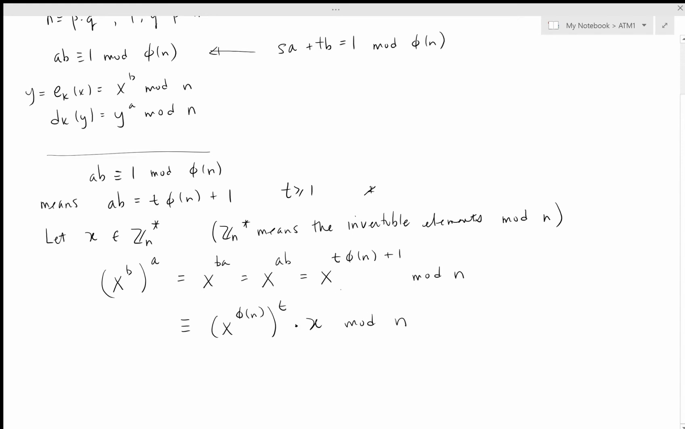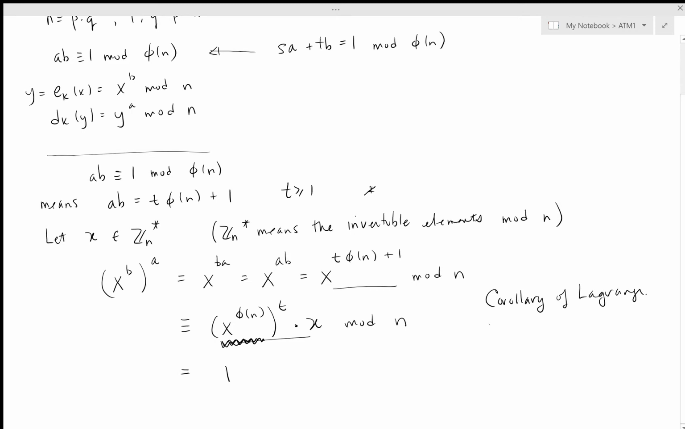That is just using the exponent laws, going from here to here. And then what is x to the phi of n? Let's think about that. What is x to the phi of n? That, in fact, is 1. Why? Because that is a corollary of Lagrange's theorem. Let us just make a note of that. That is the corollary of Lagrange.